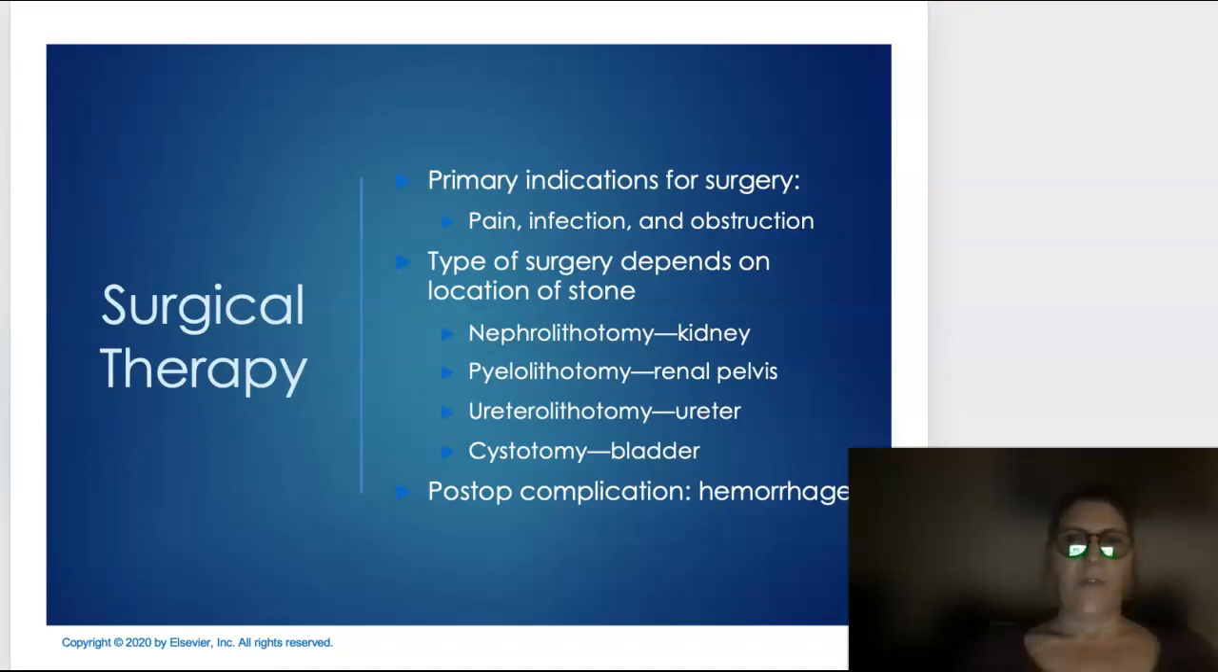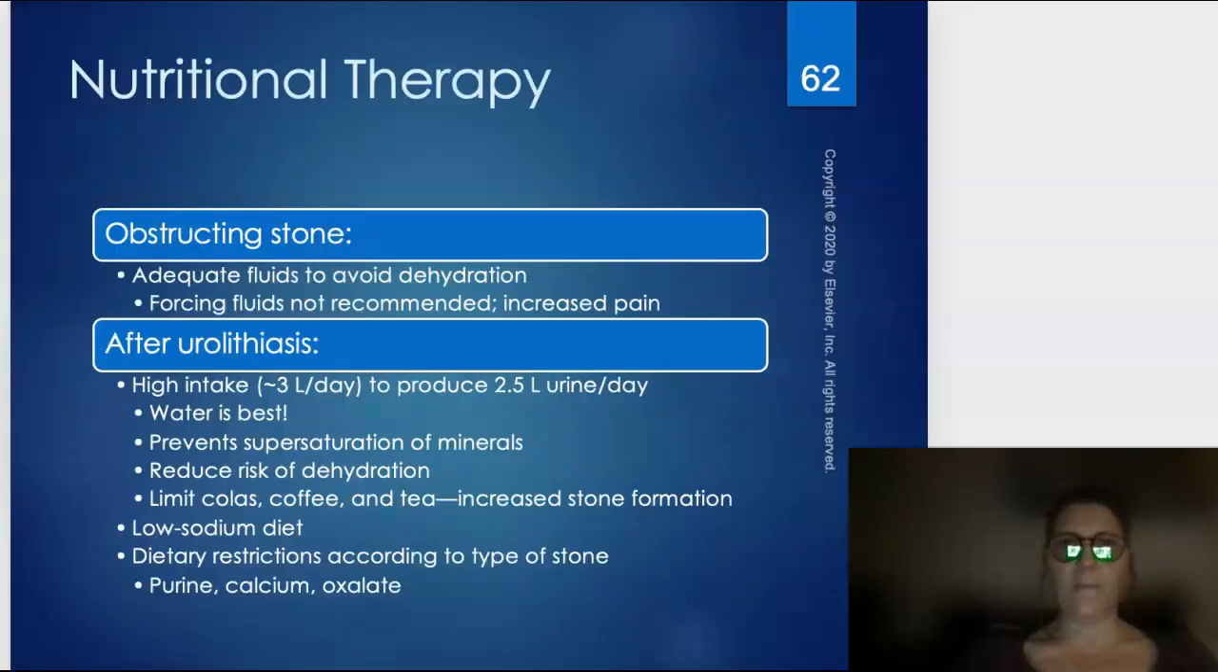Surgery. If they have pain, infection, and obstruction, they could need a nephrolithotomy of the kidney, pyelolithotomy of the renal pelvis, ureterolithotomy of the ureter, or cystotomy of the bladder. Post-op complications would be hemorrhage.